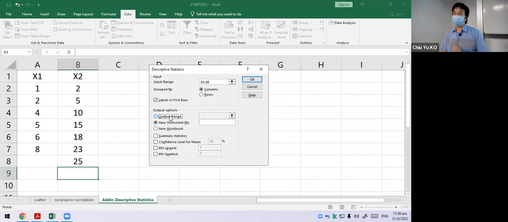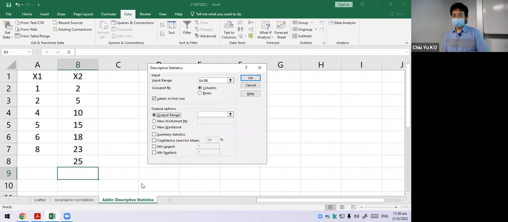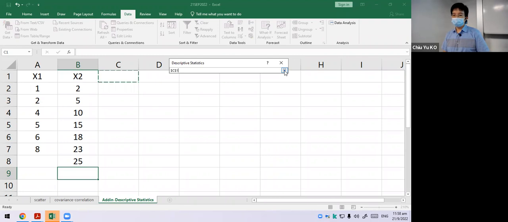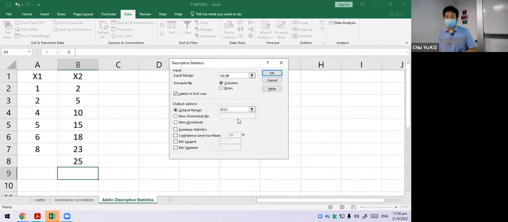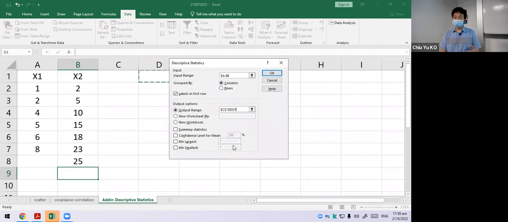Of course, when your data is big, then you want a new spreadsheet, but for our purpose it's easier to put it somewhere here, say column C. Column C1. Maybe D1 is better, just some space. D1. And because we're looking at summary statistics, we're going to click on summary statistics, and that's it.